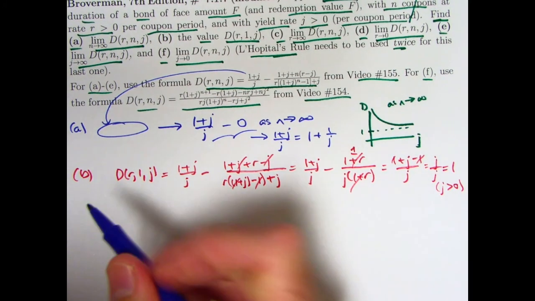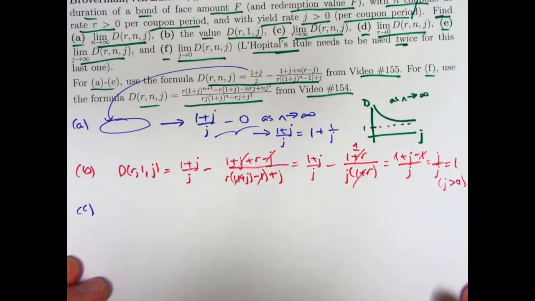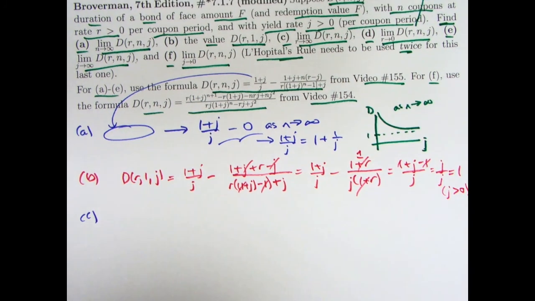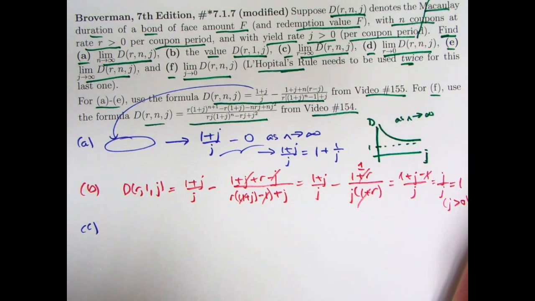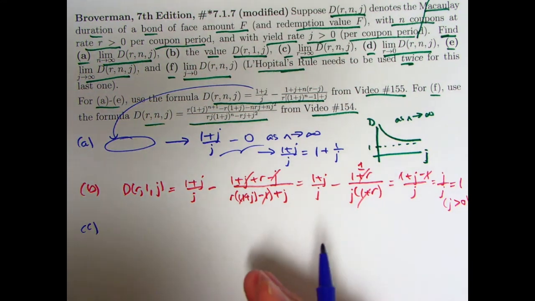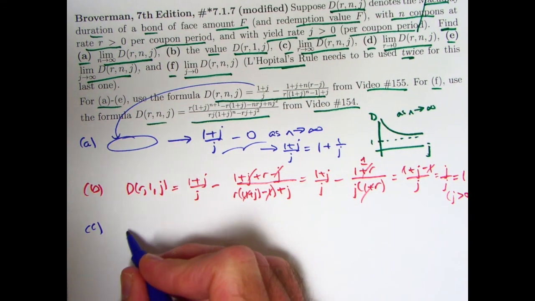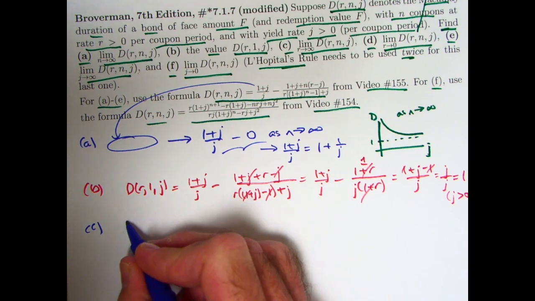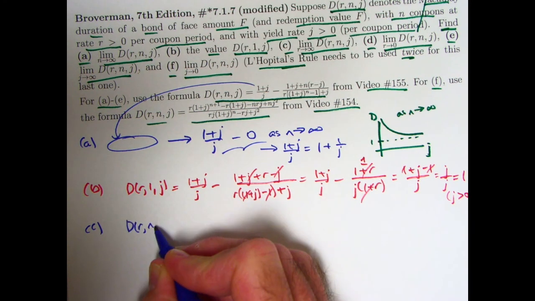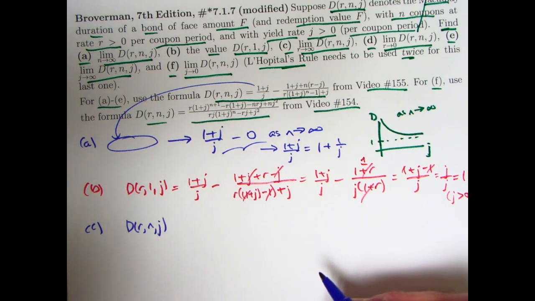Part C, the answer is more complicated for part C. What's the limit as r goes to infinity? Again, this doesn't have real practical importance because the coupon rate in real life is never even typically above 0.1, much less a million or something. Let's go ahead and think about it anyway, because we're told to, partially, and just because it's fun to think about. So now we're going to, once again, think about d r n j, letting r go to infinity.